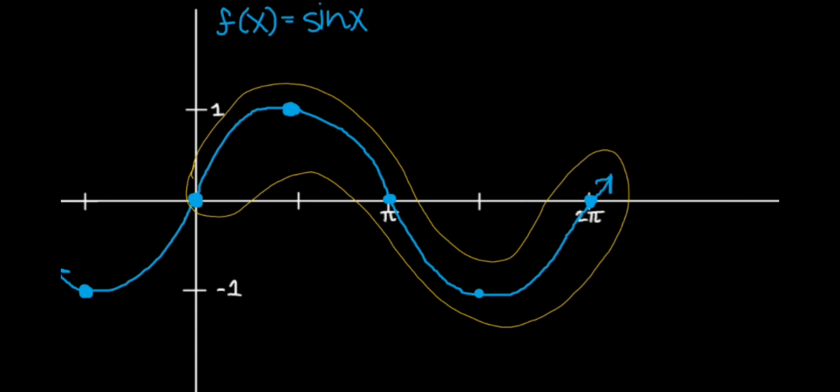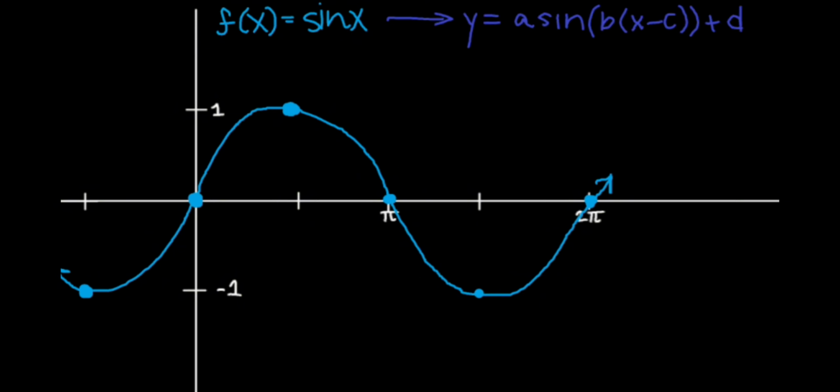Alright, now like other types of functions, the trig functions can be transformed. For sine, you can use this equation in the dark blue to figure these transformations out. In this transformations equation, A is the amplitude, B helps you find the period, C is the horizontal shift, which we call the phase shift, and D is the midline.